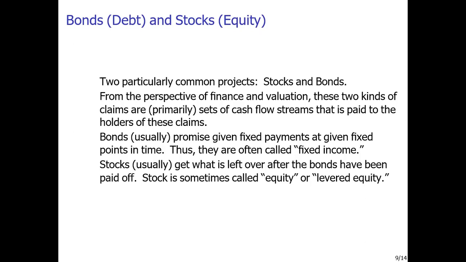Bonds usually promise given fixed payments at given fixed points in time. Thus, they're often called fixed income. Stocks usually get what is left over after the bonds have been paid off. Naturally, in a corporation, the company will pay first the liabilities, and what's left will be paid to the owners. And stock is sometimes called equity or levered equity.